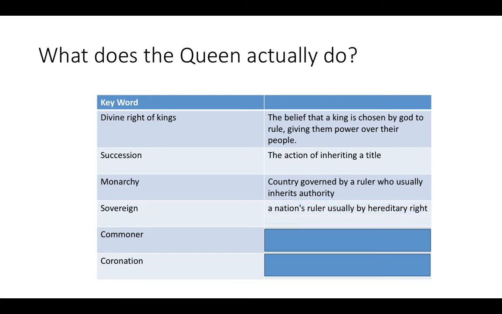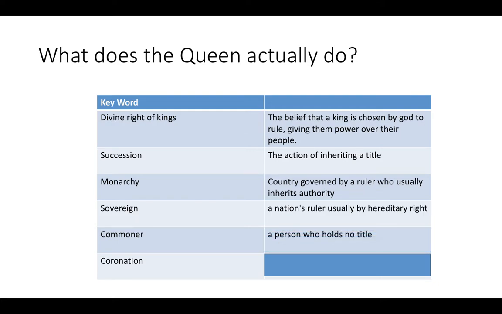Sovereign is a nation's ruler, usually by hereditary right. Okay, so the right of what's in their blood, they have the blood right to be the next king or queen. And today, we use the word sovereign. The Queen is the sovereign of a number of countries, including places like Canada, but she doesn't actually have any powers there. She's kind of the honorary sovereign in that country.